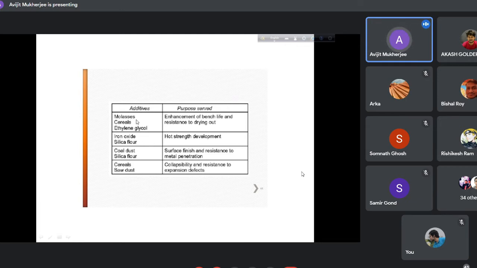You just observe here, molasses gives resistance to drying out, that is, the mold may dry out with the progress of time. So if molasses is there, then it will absorb some moisture, so drying out will be protected. But that may not be required for all the castings. So molasses are not preferred for good quality casting. It is not that costly also. So these are additives.